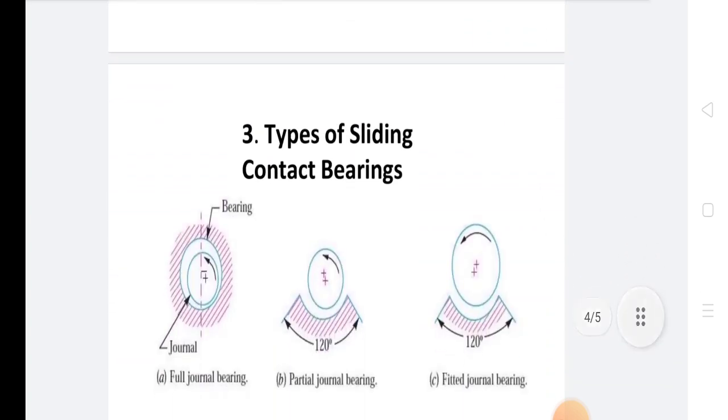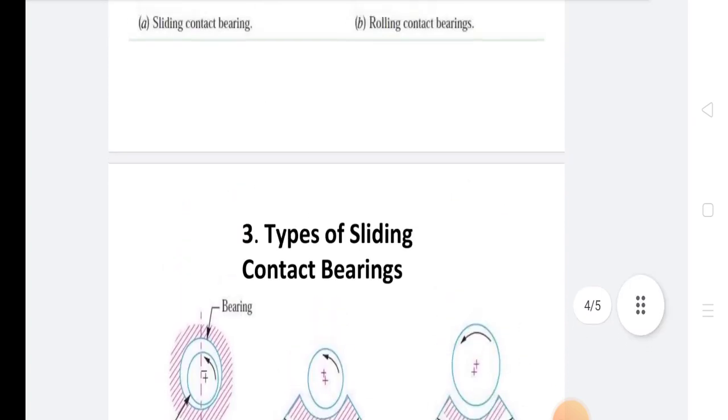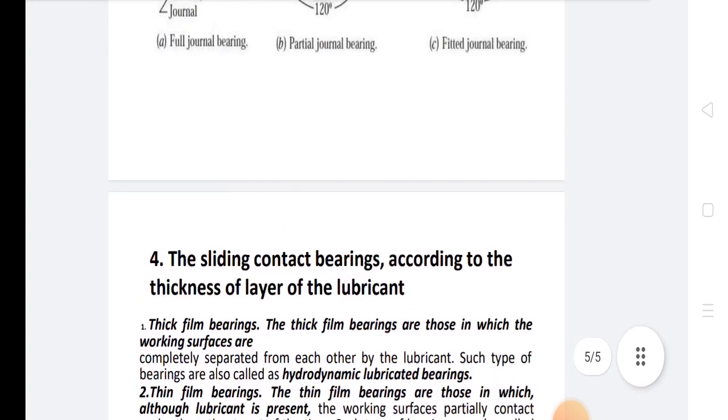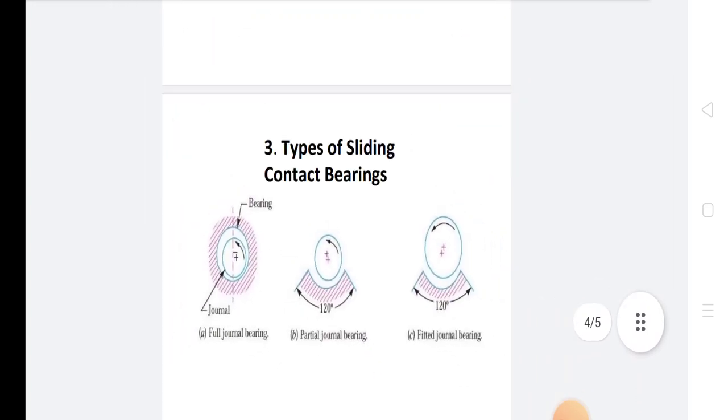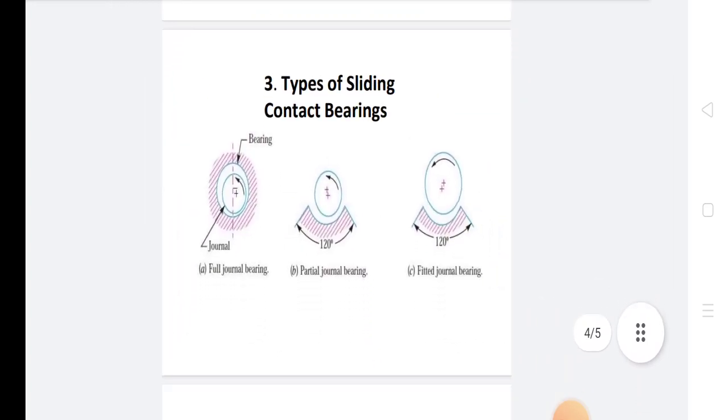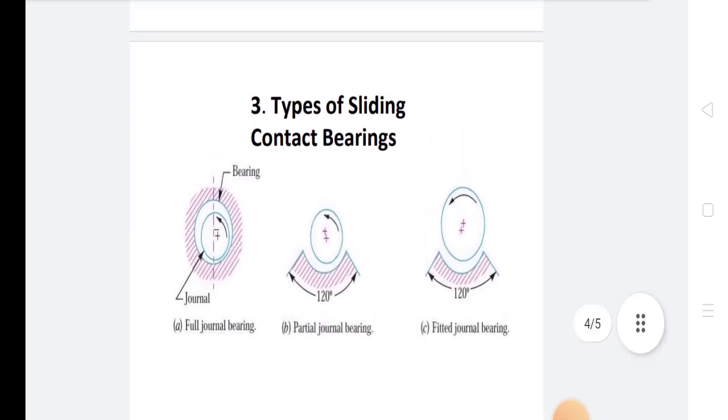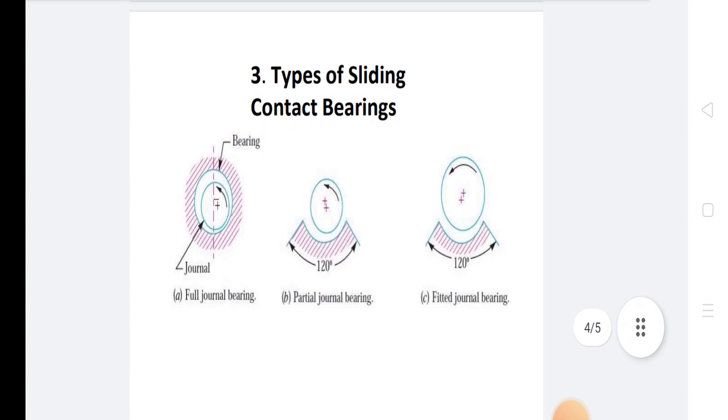Now we discuss rolling contact bearings. After this, we discuss sliding contact bearings. First we discuss rolling contact bearings. In rolling contact bearings, there are two types: ball bearings and roller bearings.